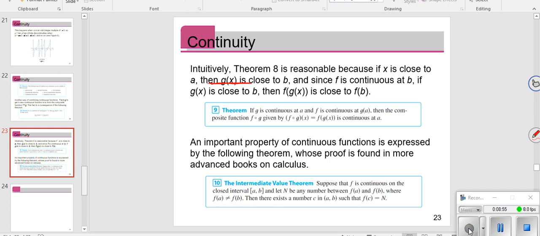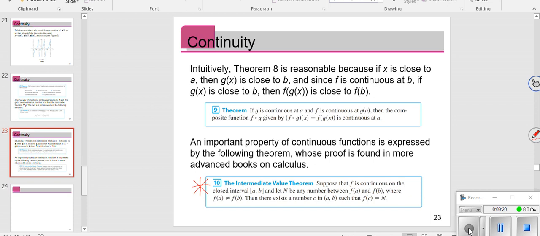So the one I really wanted to point out here, I'll look at both, but the intermediate value theorem is the one that I wanted to talk about. But up above, if g is continuous at a and f is continuous at g of a, then the composite function f of g is also continuous at a. So again, it sounds like common sense because it kind of is. Now, the intermediate value theorem.